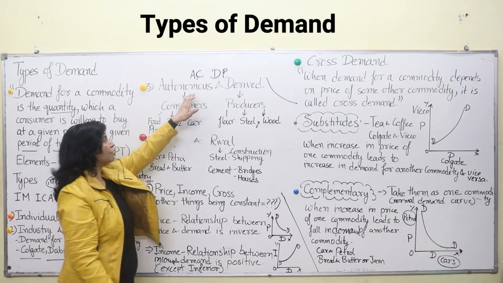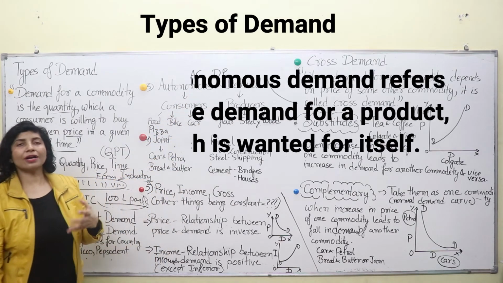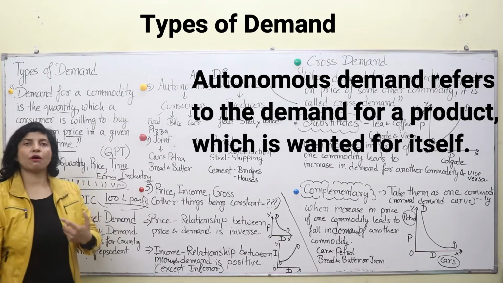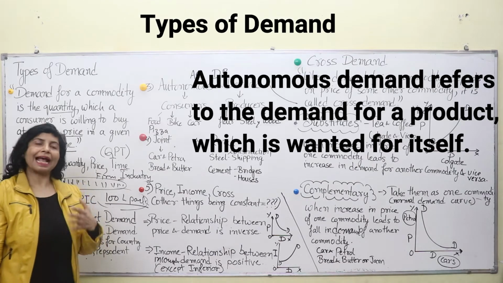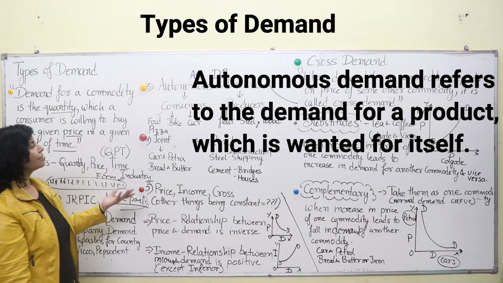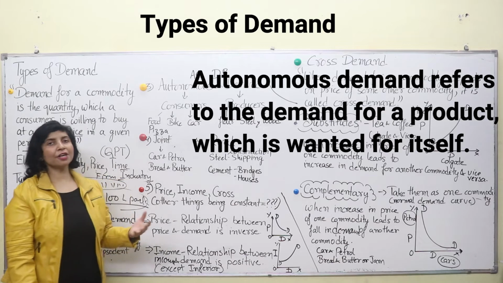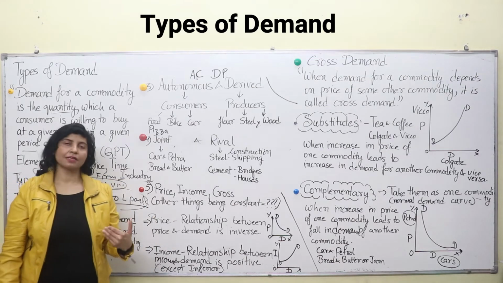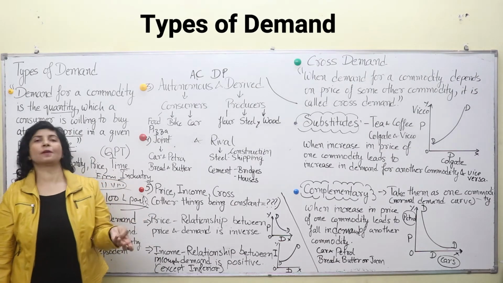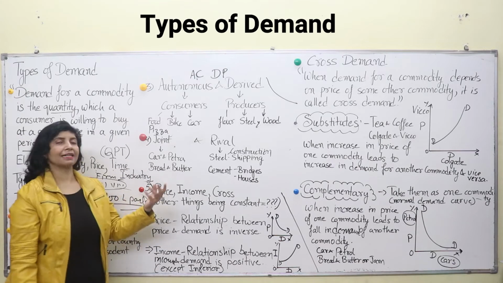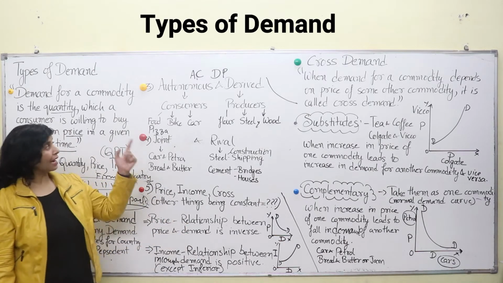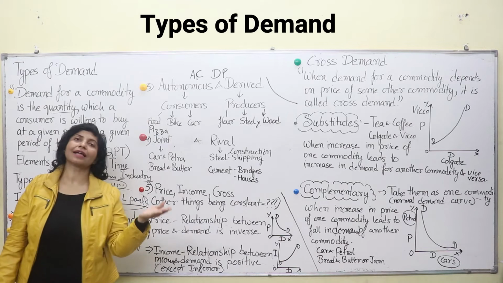Then comes your autonomous demand and derived demand. What is the meaning of the word autonomous? That means on its own, so it exists on its own. Like you can say demand for food. We all are human beings and we demand food for ourselves. So demand for food like burgers, chips and beverages etc. is our autonomous demand, and autonomous demand is made by consumers.